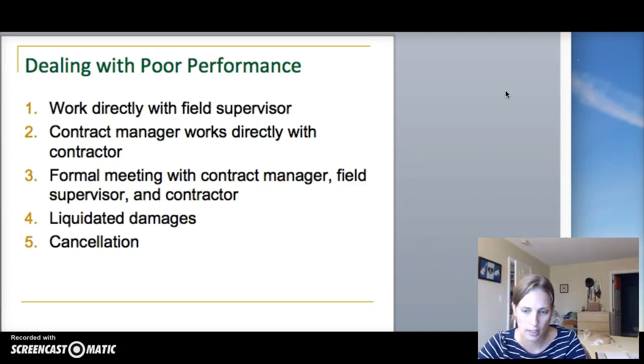We'll be discussing liquidated damages next week, so don't worry too much about that now, but basically it's a way to charge the company for non-performance. And then if you forget all these steps, that's fine. The most important thing to keep in mind is to communicate with the vendor early and often about service issues. If you don't, you'll run into a lot more issues down the road.